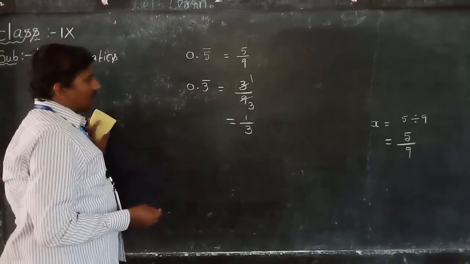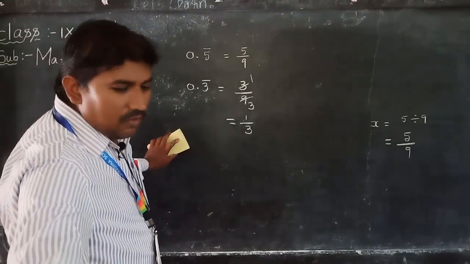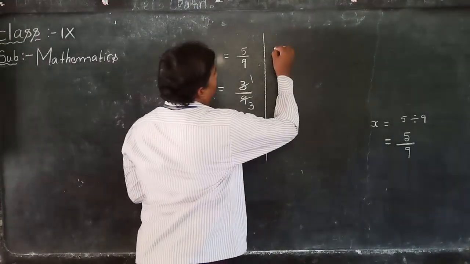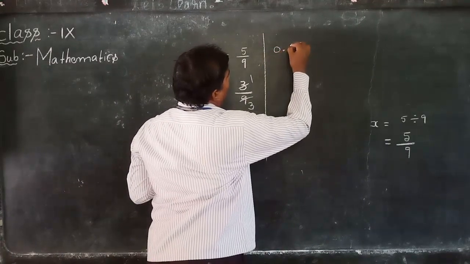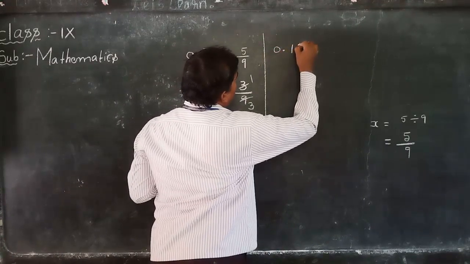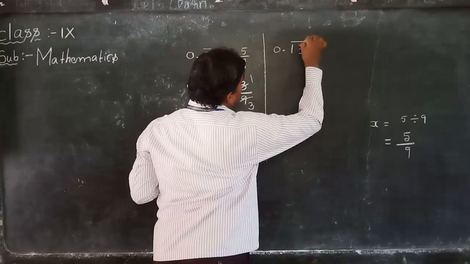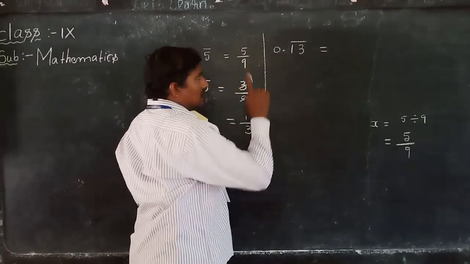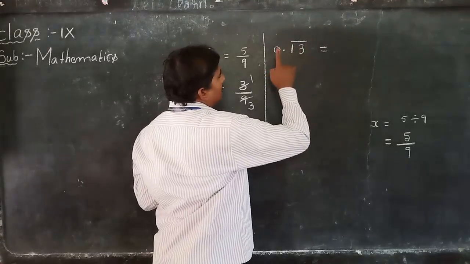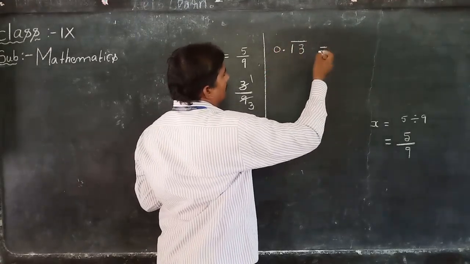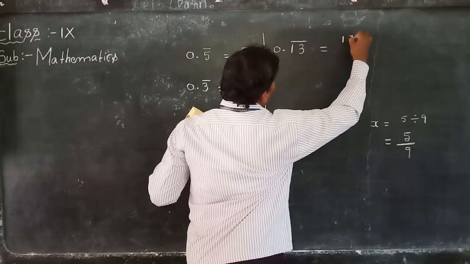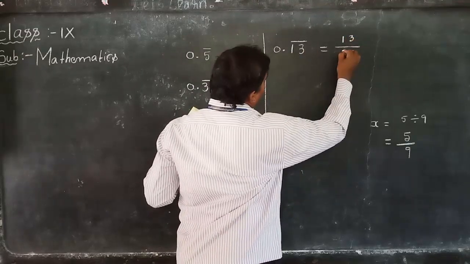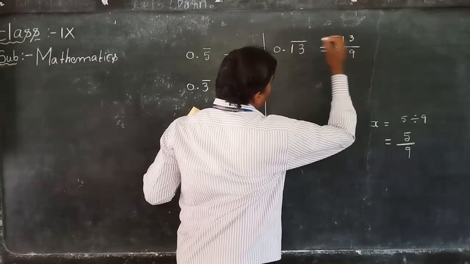Maybe 2 values. What will we do? 2 values coming means 0.13 bar. Which values are repeating? 13 is repeating. 0.13 bar means 0.131313. So 13 by how many values repeating? 2 repeating. So 13 by 99.